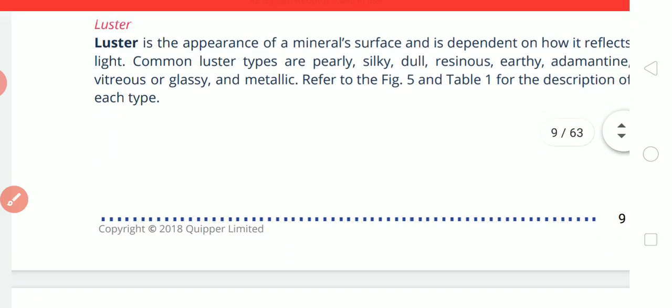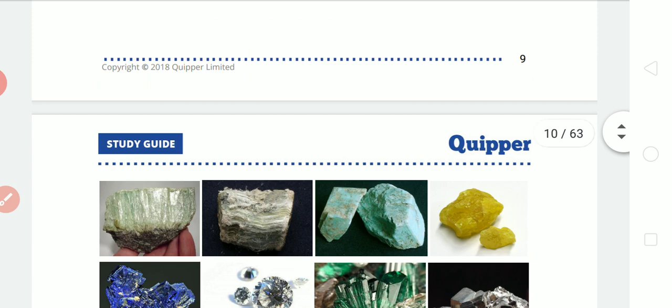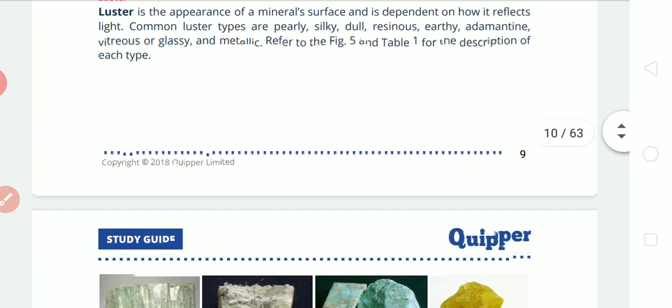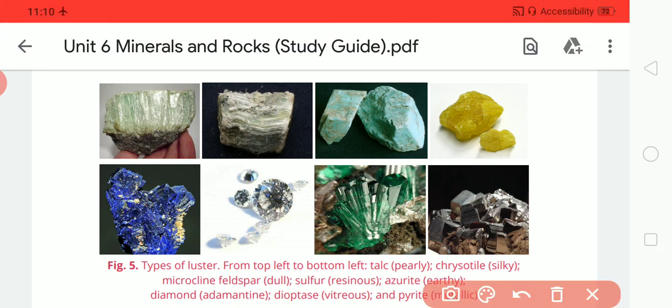So there are different luster types of different kinds of minerals, and these are silky. From top left to bottom left, this one is talc, which has a pearly luster type.